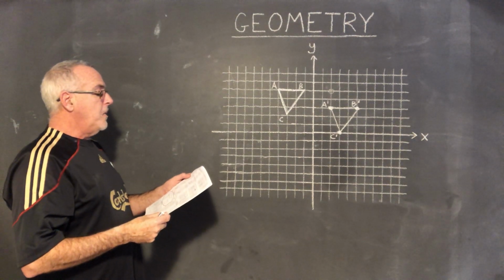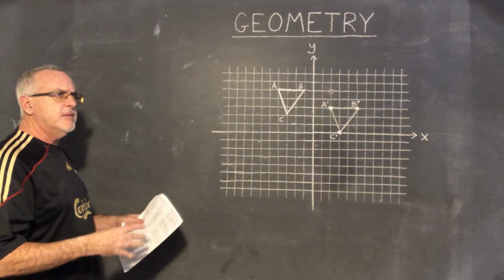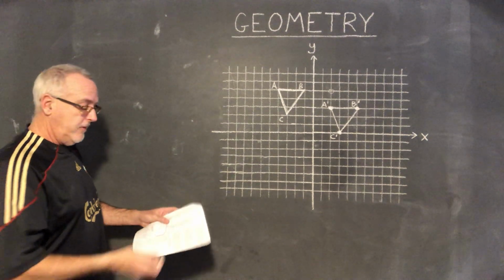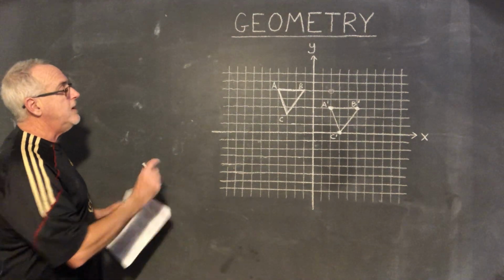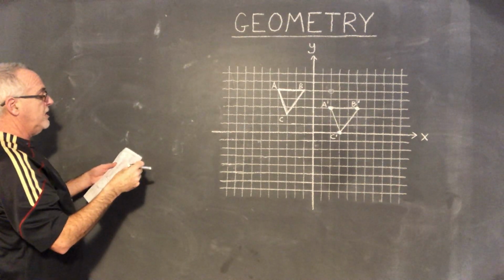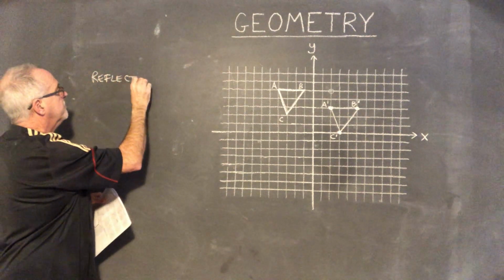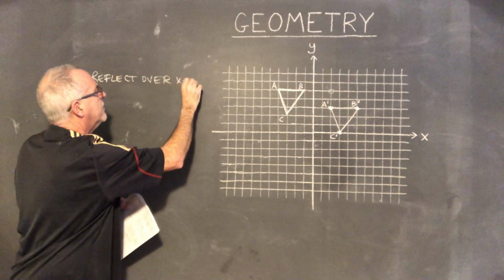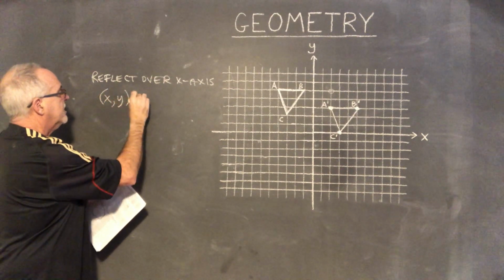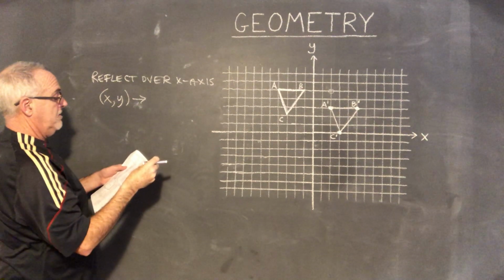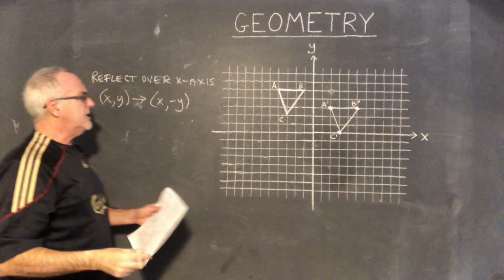So what happens to the x's and y's? Because there's so few things that can happen, you can sort of find all of them and even memorize them if you want. So if we're reflecting over the x-axis, what happens is, let me see, I want to do it with notation. Reflect over x-axis. That makes (x, y) become (x, negative y). And when you think about it with examples, it makes sense.